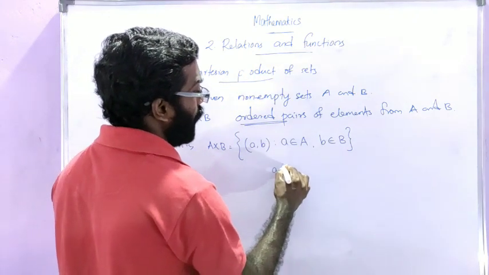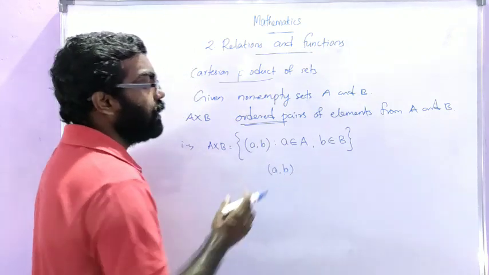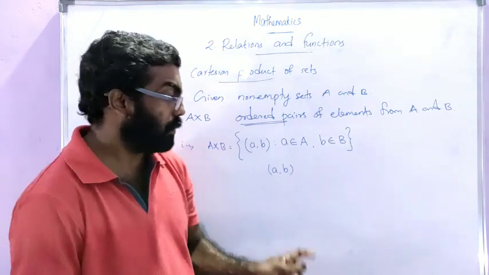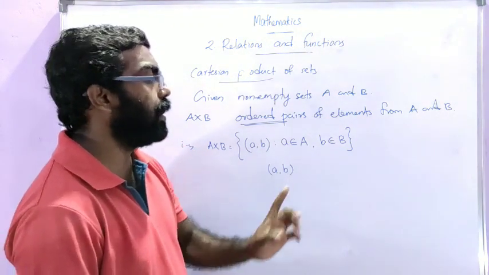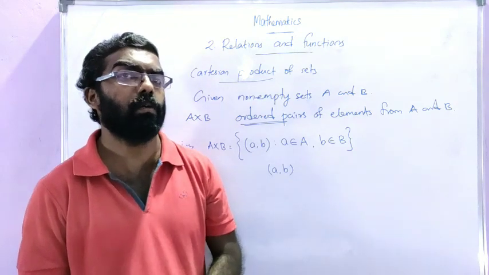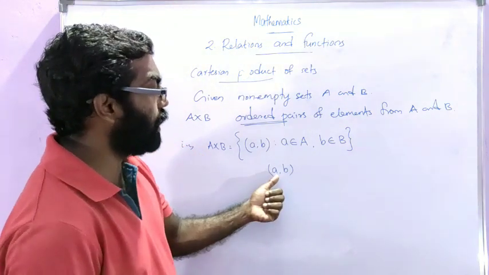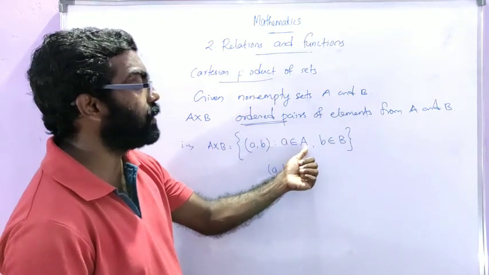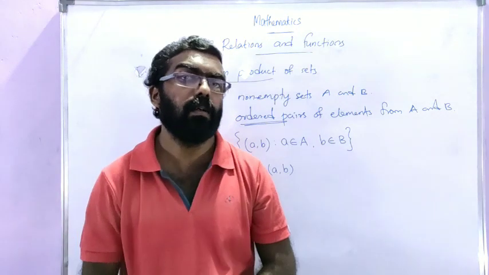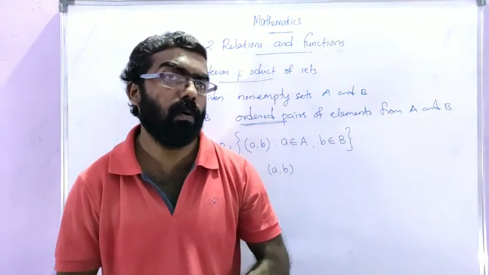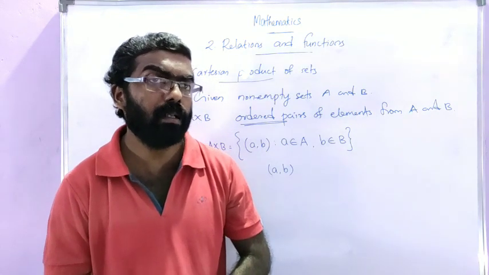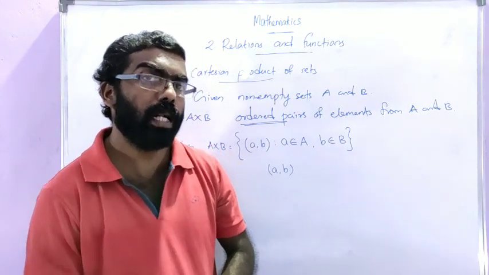Here it is (a, b). The entries are separated by comma and enclosed within bracket. So we read it as ordered pair (a, b) because the entries have a certain, a particular order. Here the first element a belongs to the first set and the second element b belongs to the second set. That is why it is called ordered pair. The pair of numbers have a certain order, that is why it is called ordered pairs.